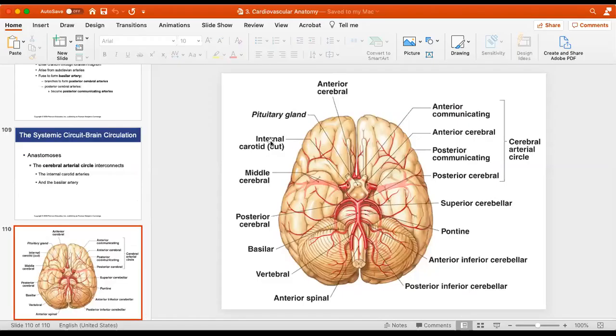Okay, guys, work on drawing out your major blood vessels of your body and fetal circulation, liver, and brain. Study well.